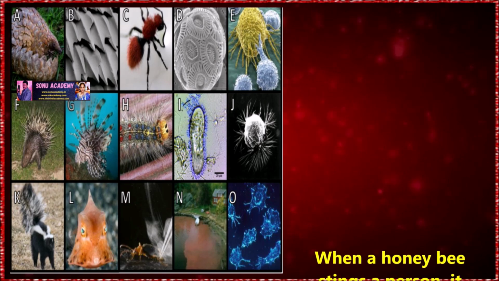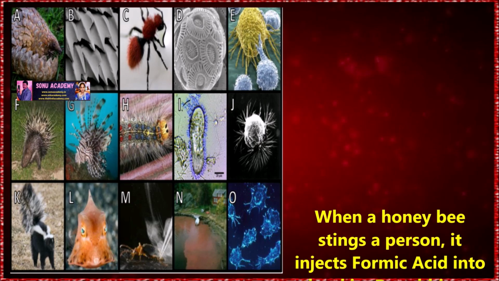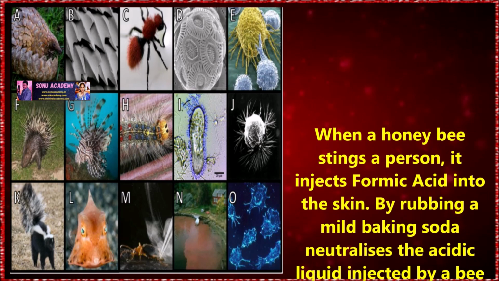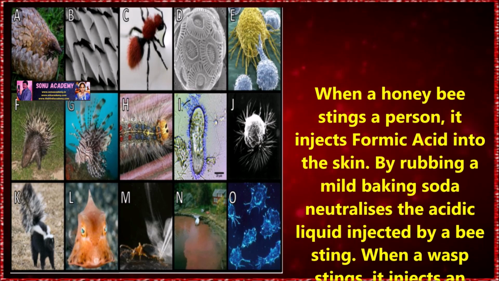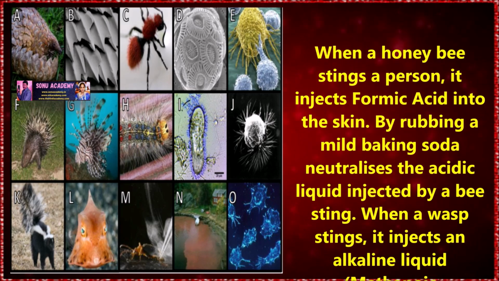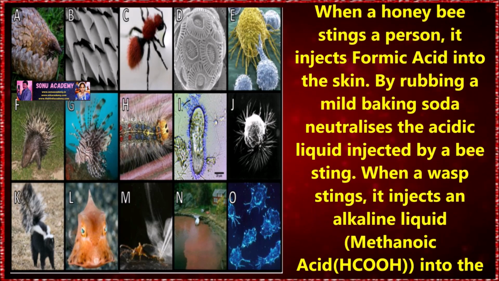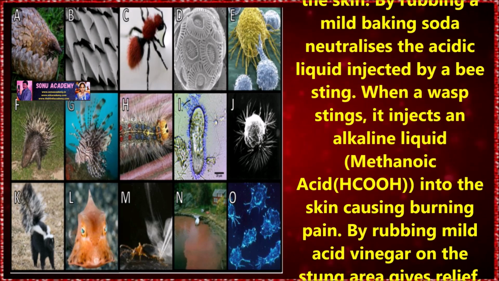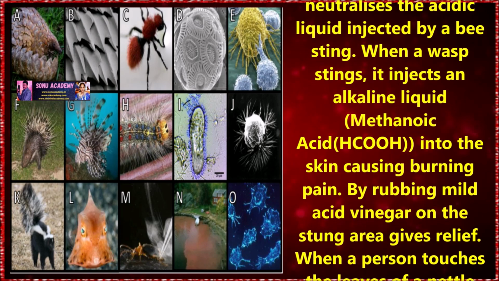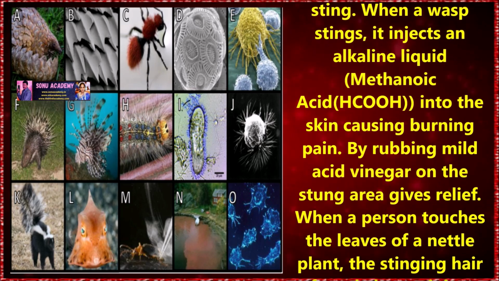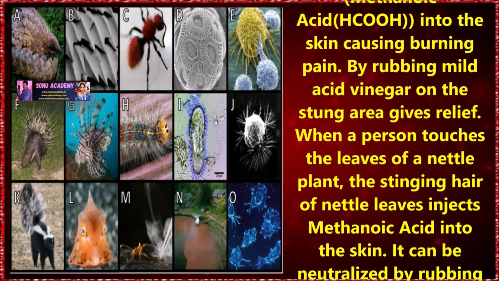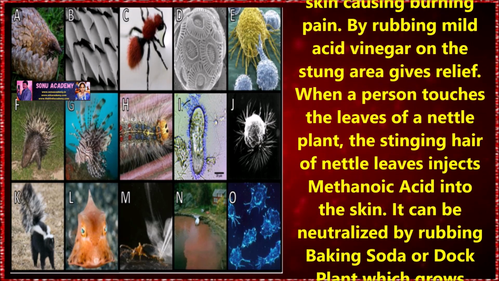Children, let us discuss self-defense by animals and plants through chemical warfare. When a honeybee stings a person, it injects formic acid into the skin. Rubbing mild baking soda neutralizes the acidic liquid injected by a bee sting. When a wasp stings, it injects an alkaline liquid into the skin, causing burning pain. Rubbing mild acid, such as vinegar, on the sting area gives relief.